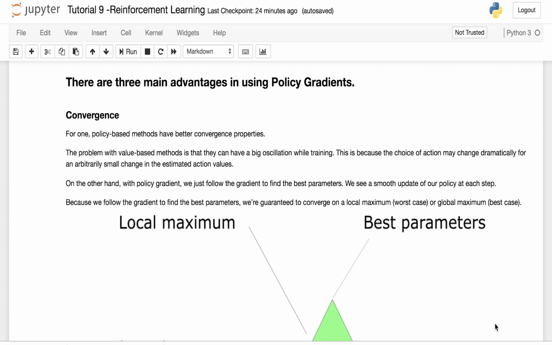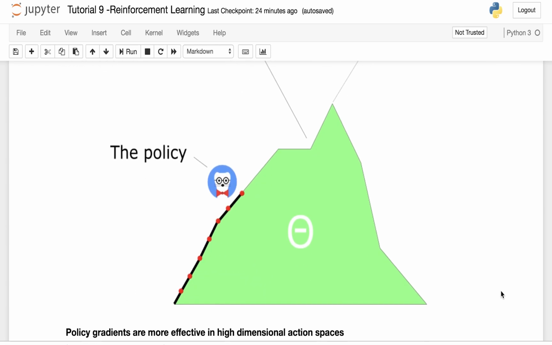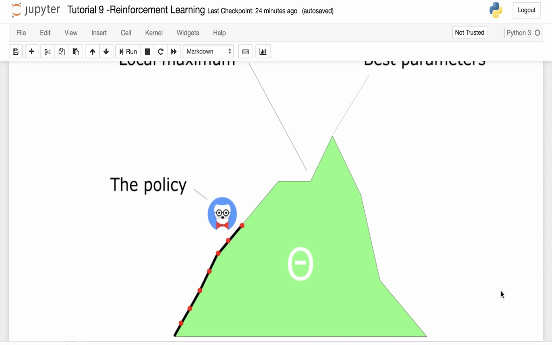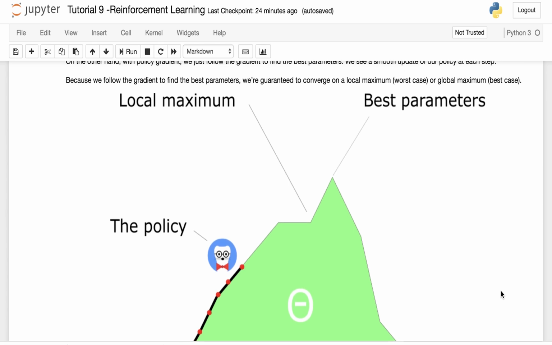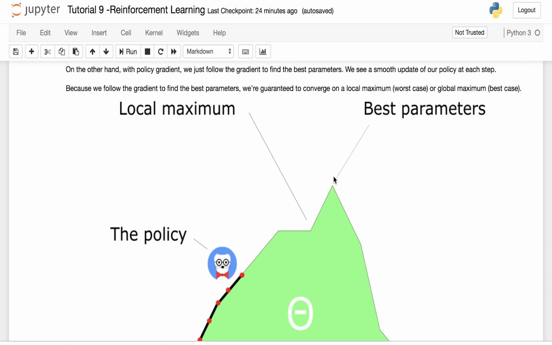Okay, great. So actually this is our policy. Most of the time there are some local maxima here, and the best parameters give us some global maximum. But again, with reinforcement learning, it's very difficult to say that we are getting back the global maximum in our search.